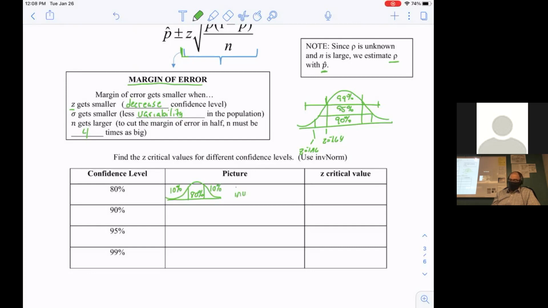So this again is where you prefer your inverse norm operating. I'm going to go left-hand tail, which is 10%, with a mean of 0 and a standard deviation of 1, and that's going to give me a critical value of z equal to 1.28. And because we're going to have one on the left and one on the right, it's a plus or minus situation.